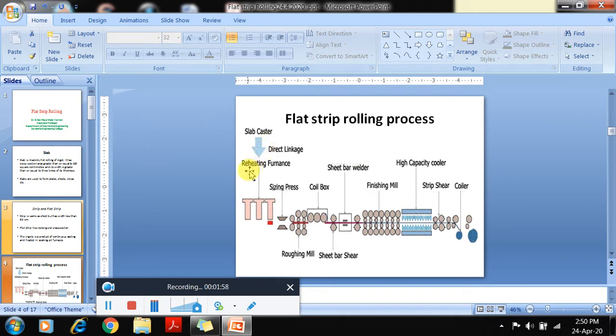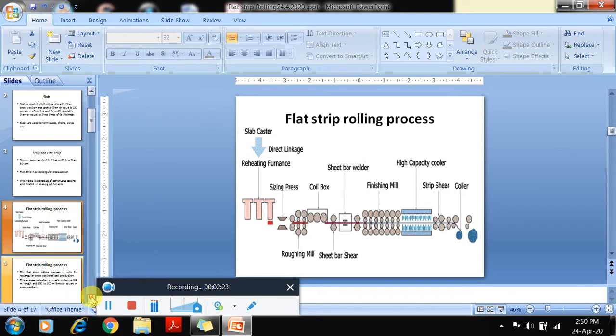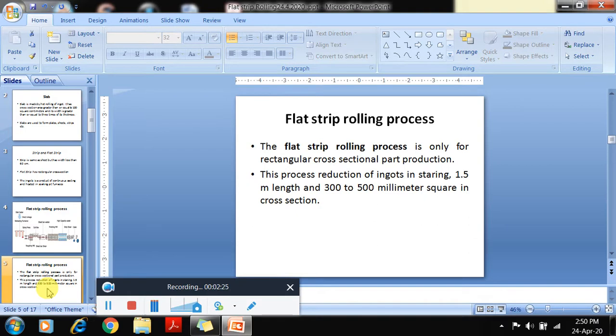Here you see slab caster, reheating furnace, sizing press, roughing mill, coil box, sheet bar shear, sheet bar builder, finishing mill, high capacity cooler, strip shear, coiler and winding. The setup of flat strip rolling process. Flat strip rolling process is only for rectangular cross section part production.